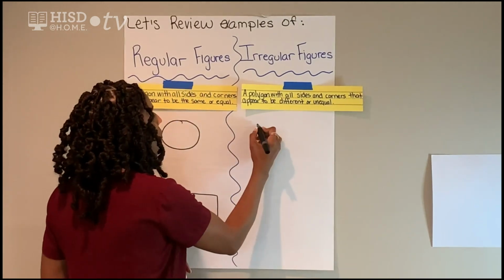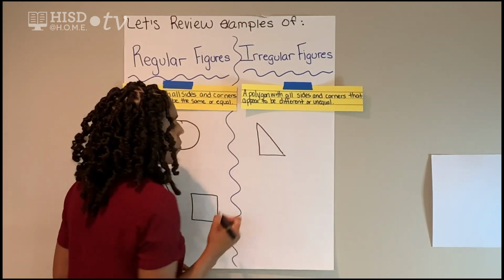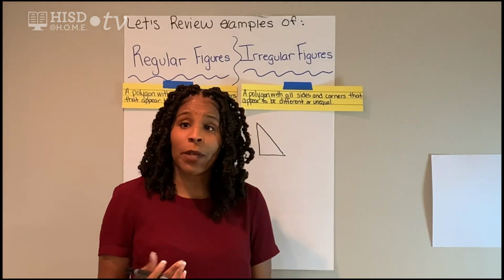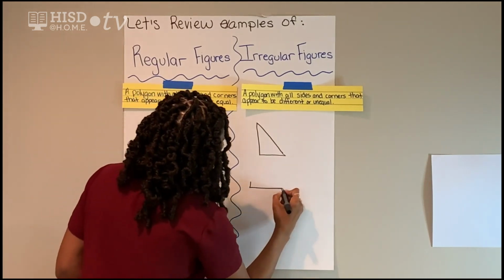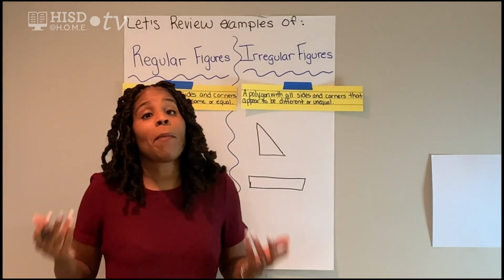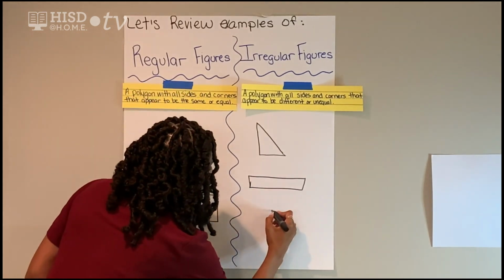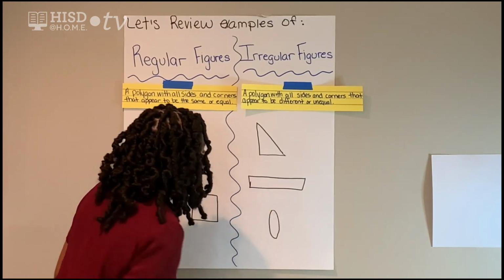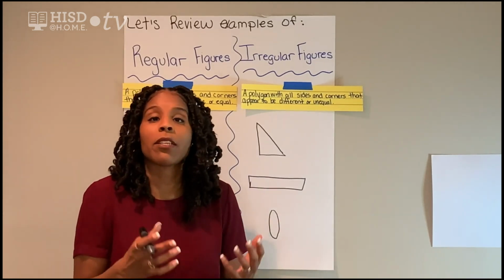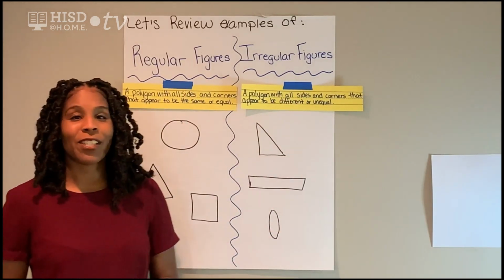So let me draw my first one. An irregular triangle where all the sides are not the same, or they appear to be a little different. A rectangle where all my sides again are different. They're not equal. They appear to be different. An oval where they're all different. All my sides and all my corners, they're different. They appear to be different. So here's my examples of irregular. Here are my examples of regular figures.